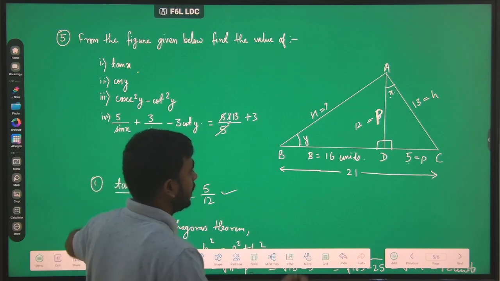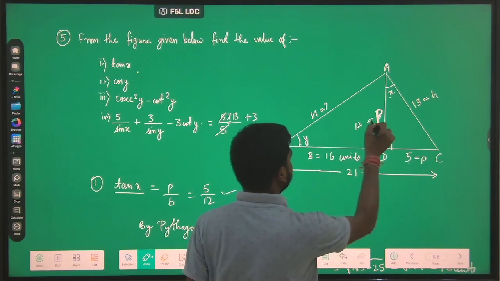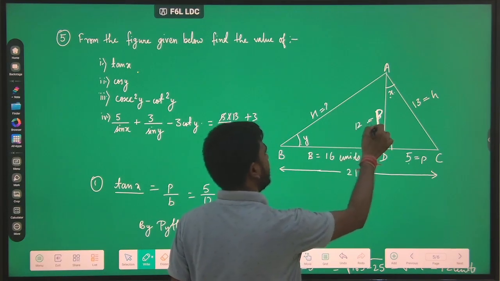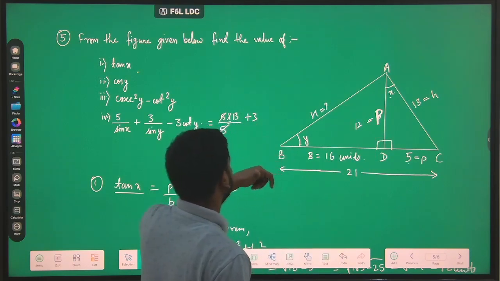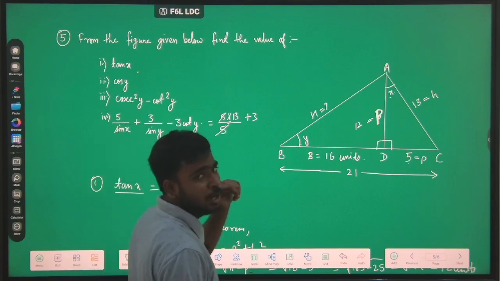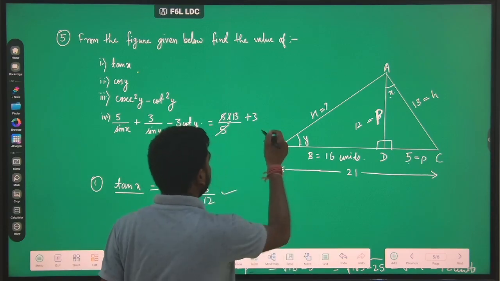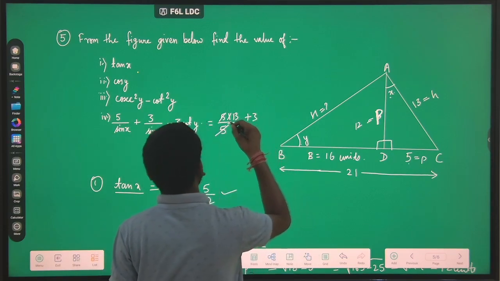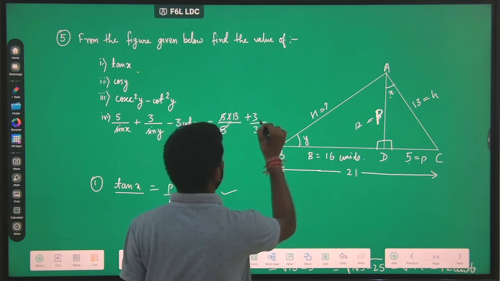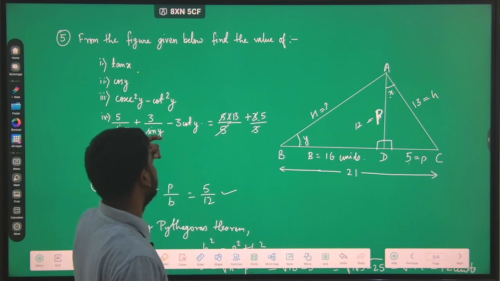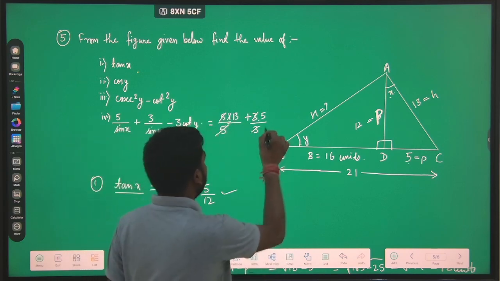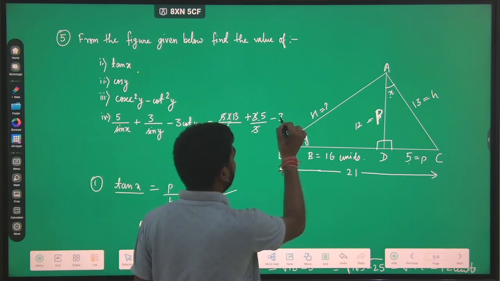Plus 3 upon sin y. What is sin y? Sin y is p upon h. P is 12, H is 20. So 12 upon 20 is 3 upon 5. So this 3 and 3 will be cancelled. So 3 by sin y is actually 5, minus 3 into cot y.